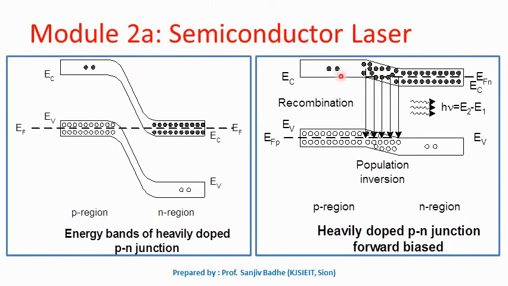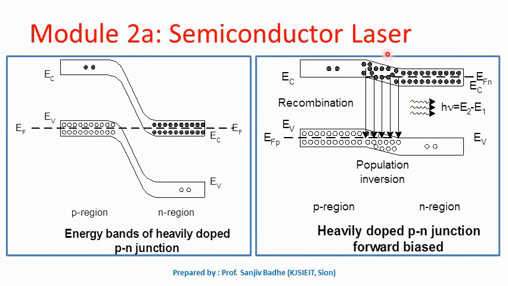So because now the bands are aligned, the electrons from conduction band on N side can easily cross the junction and can come on the P side conduction band. Similarly, holes in valence band on P side can also easily cross the junction and come on the N side valence band. So due to this, suddenly number of electrons in conduction band and number of holes in valence band will increase near the junction.